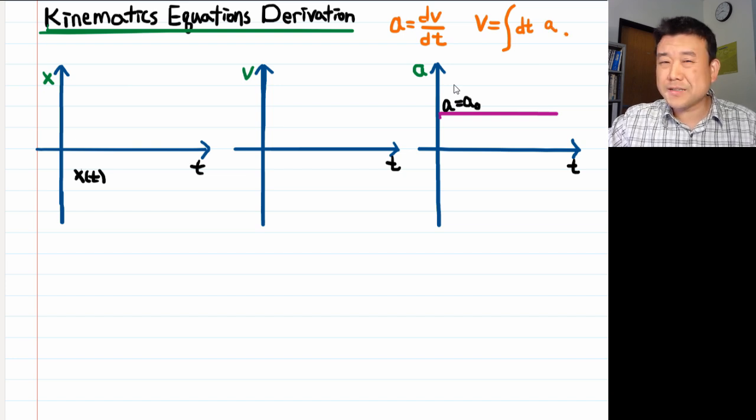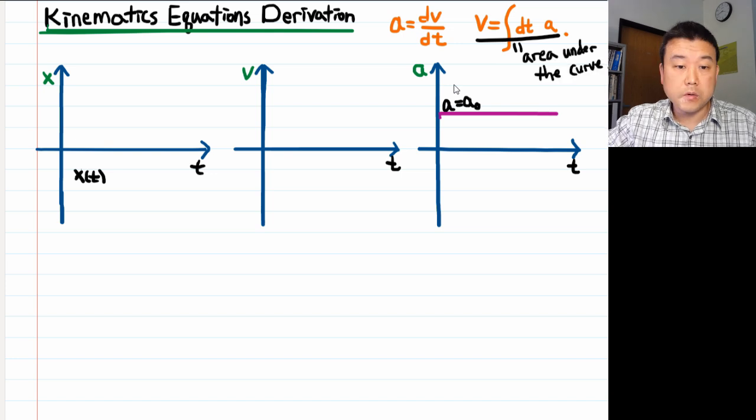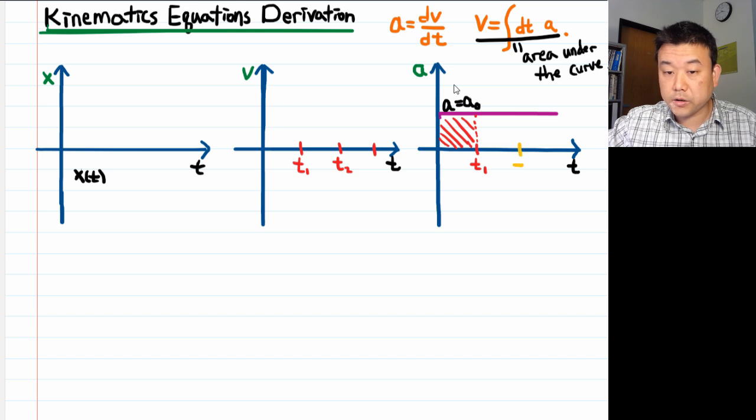But what does this mean? What the integral means is in one simple phrase, area under the curve. So if we are looking at velocity at these three different times, t1, t2, and t, then to find the velocity, we look at the area under the curve up to the time t1. And then we look at the area under the curve up to the time t2. And then later on at time t, we look at the area under the curve up to the time t.